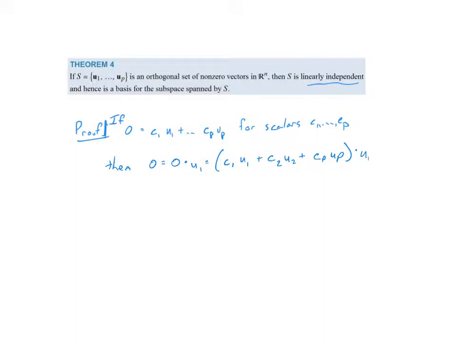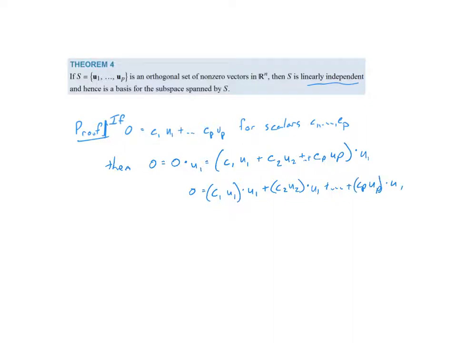Now, a property of the dot product is that I can distribute that over the sum. So 0 is equal to c1 u1 dot u1. These are technically grouped here, but I'm going to change that in the next step. Plus c2 u2 dot u1 plus etc. Oh, and I forgot my dots up there in the previous step. There. Plus cp up dot u1.